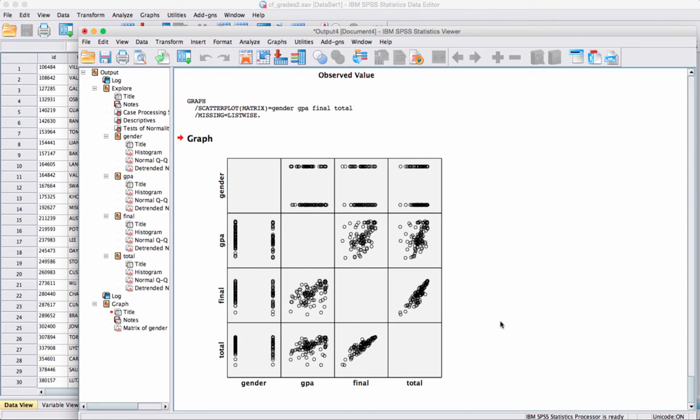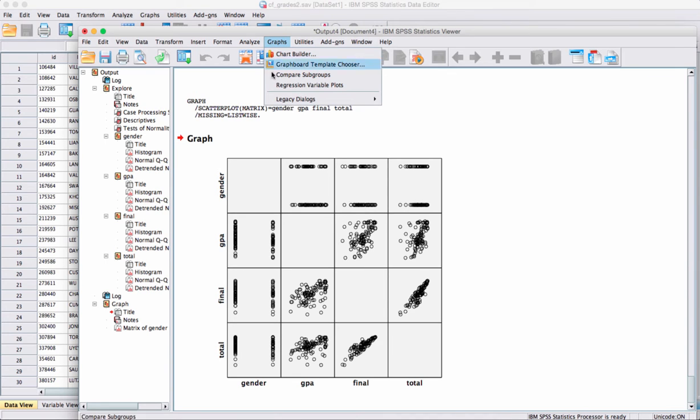Now the next thing that you might want to do, well, you should do for your report, is create a scatter plot for just GPA and final, since you're going to be writing a research question for the relationship between those variables.